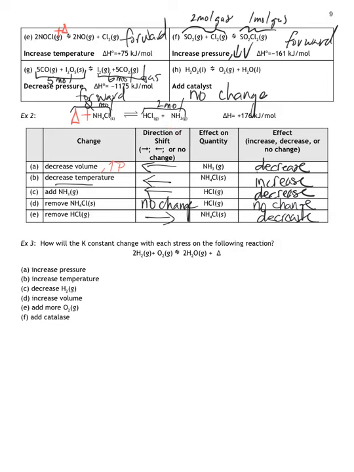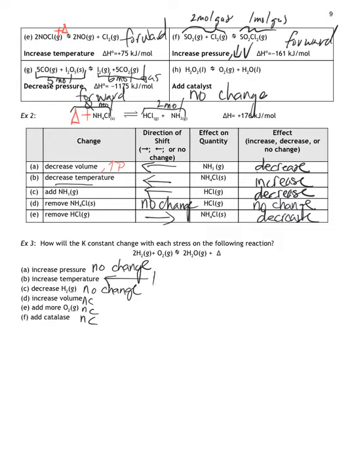All right, for the third question, it's asking us how will the K constant change with each stress on the following reaction. So we're looking at what changes K. And honestly, the only things that change K are things that are temperature related. So there's going to be no change for this one. No change here. And I'm going to abbreviate it NC, NC, NC, and NC. The only thing that changes is temperature.